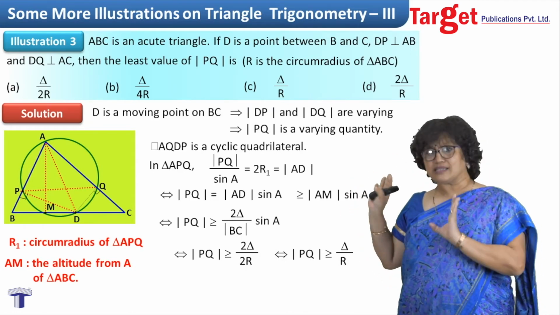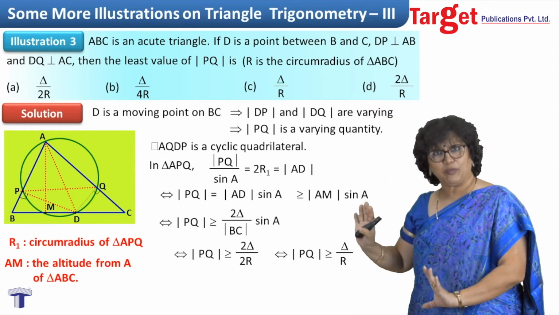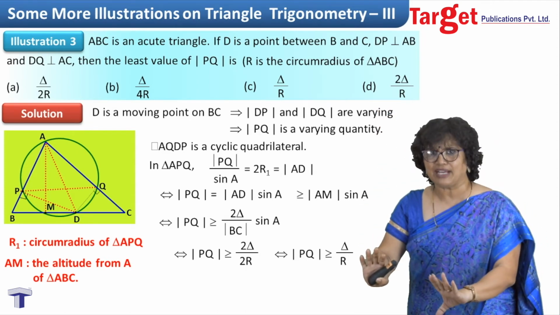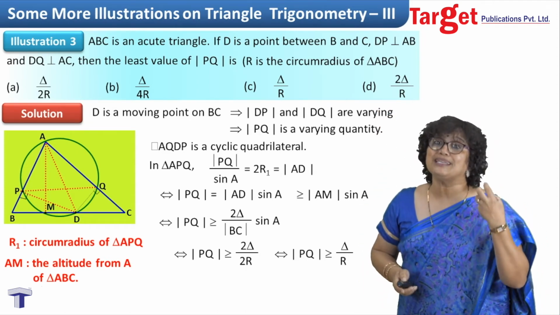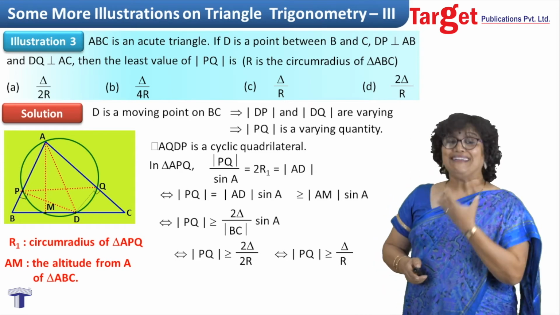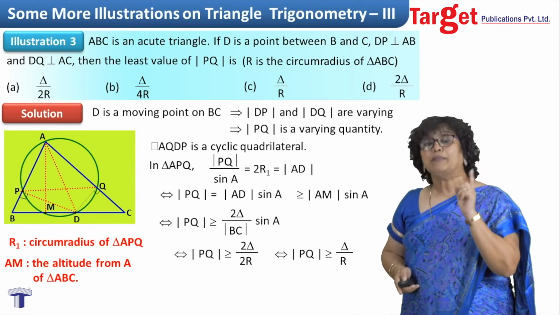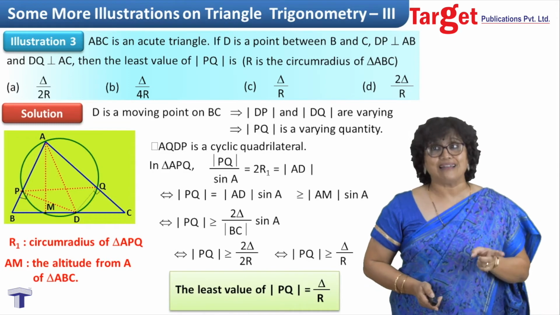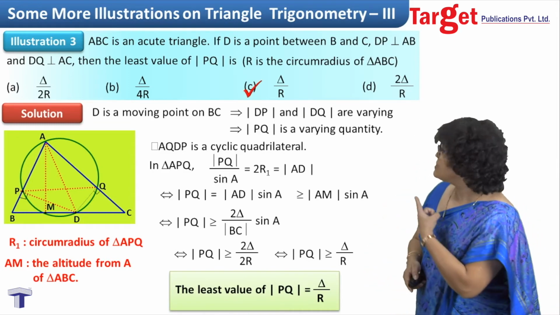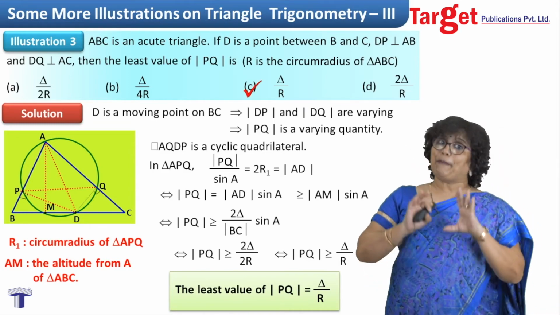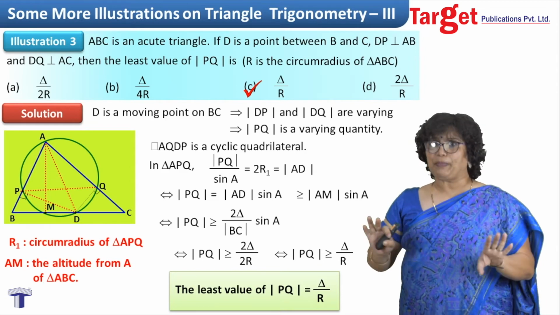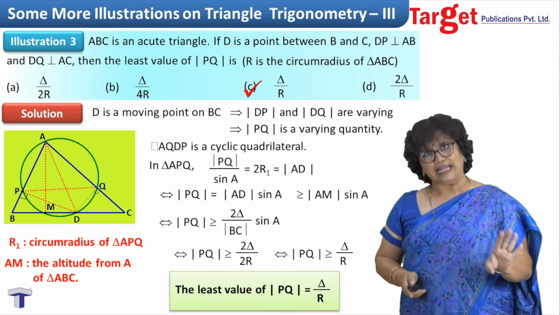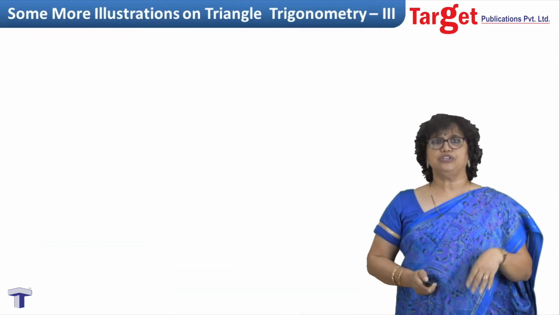Now delta is a standard notation. R is given in the problem only. So I think we have arrived at the situation. I am saying PQ is greater or equal to delta upon R means what? The minimum value is nothing but delta upon R. So the correct option is C. Now the picture was required. Without the picture, the question wouldn't have been done. Okay, so let's move to the next one.